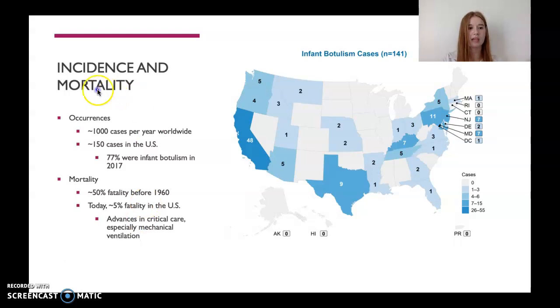So now some facts about the incidence and mortality of it. It's very rare. There's only about 1,000 cases per year worldwide, and only about 150 cases in the US. In 2017, 77% were infant botulism. So this is the most common kind, as you can see. Here's a map of infant botulism in 2017. About 50 years ago, so before 1960, it had a 50% fatality rate, but because of advances in critical care, especially in mechanical ventilation, today it's only about 5% fatality rate in the US.